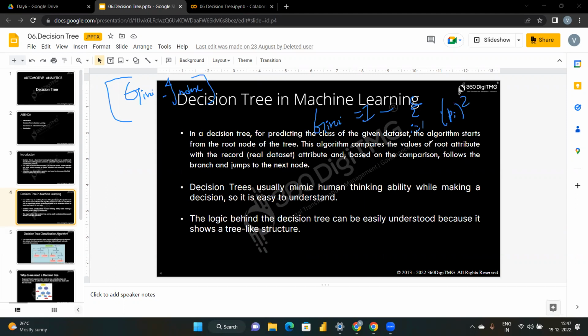Gini index works with the categorical target variable, okay, it may be success or failure. It performs only binary splits. A higher value of Gini index implies higher inequality and higher heterogeneity.